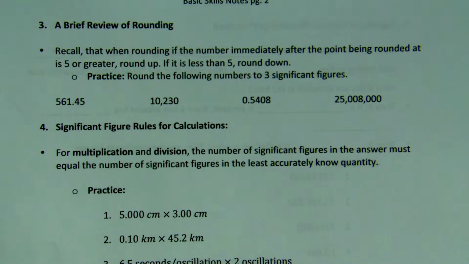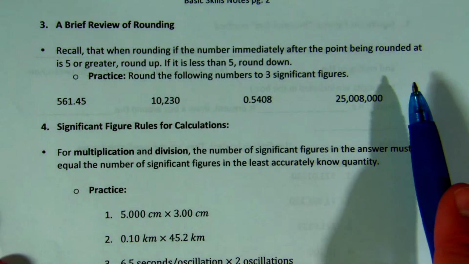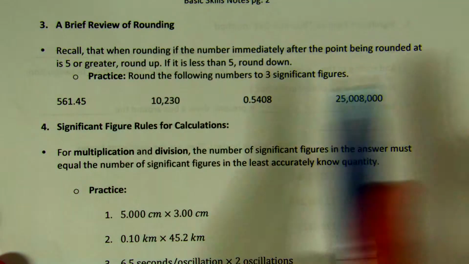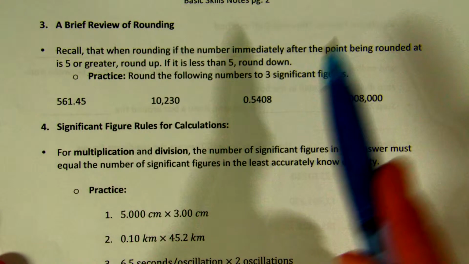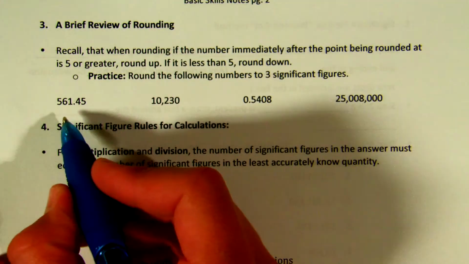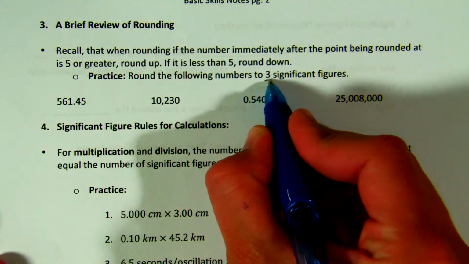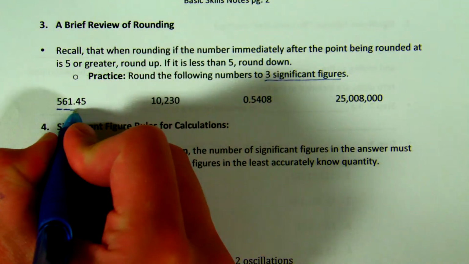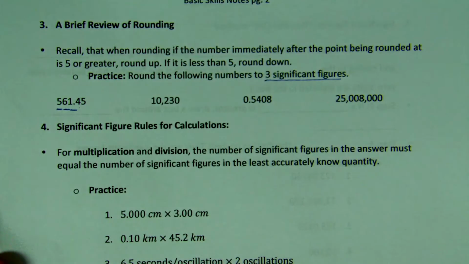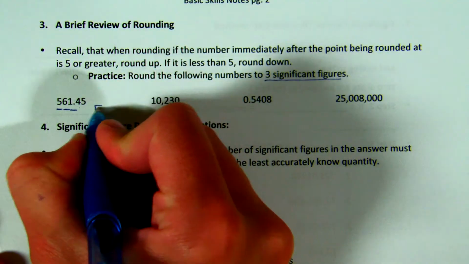So your notes say, recall when rounding, if the number immediately after the point being rounded at is 5 or greater, round up. If it's less than 5, round down. Okay? In other words, if we have this value and we want to round to 3 significant figures, here's my 3 significant figures, the 5, the 6, and the 1. The next number is a 4, so I would round down, 561.